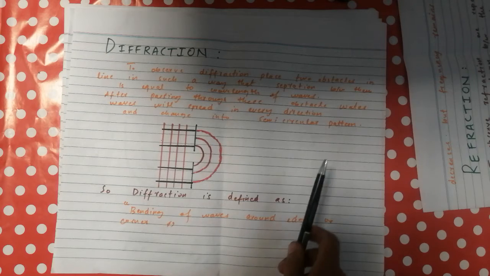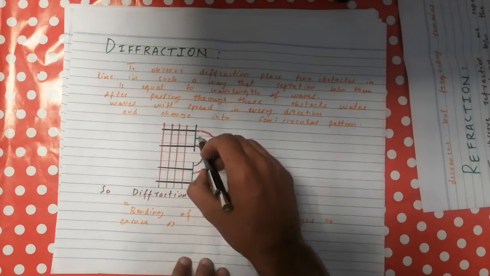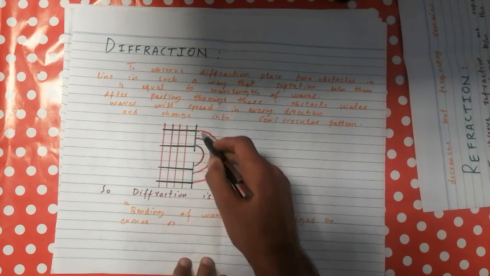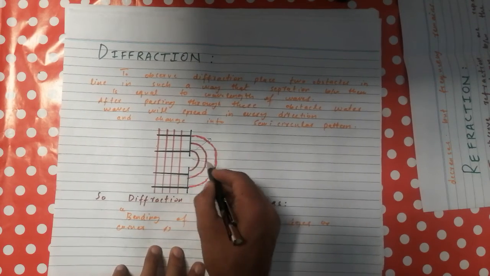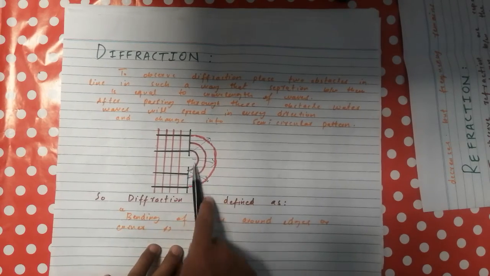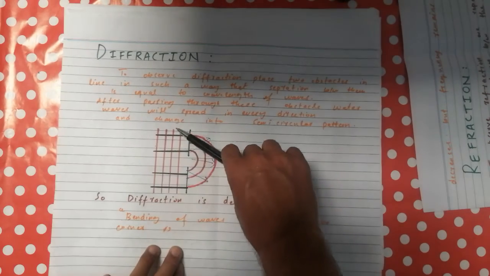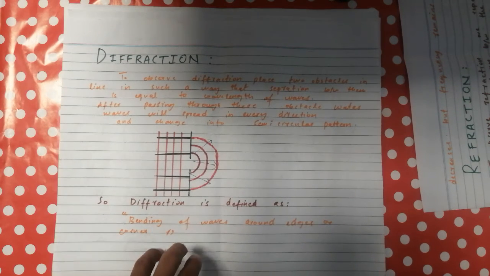After passing through these obstacles, water waves will spread in every direction and bend around edges and corners, spreading in a semicircular shape in all directions. After leaving these obstacles, the water waves spread in all directions and move in a semicircular pattern. This is called the diffraction of water waves in the ripple tank. So the bending of waves around edges and corners or obstacles is called the diffraction of water waves.